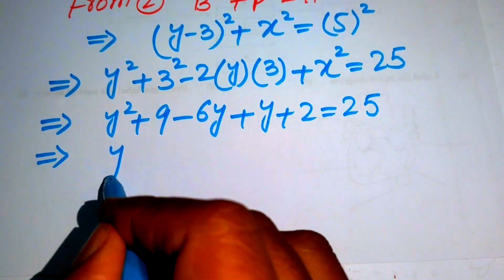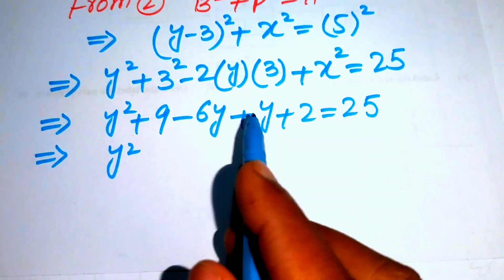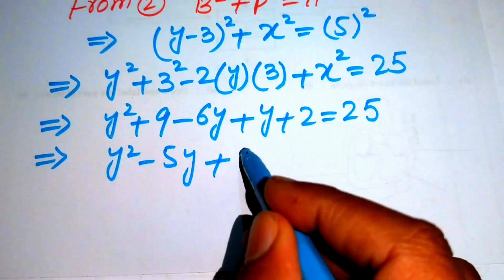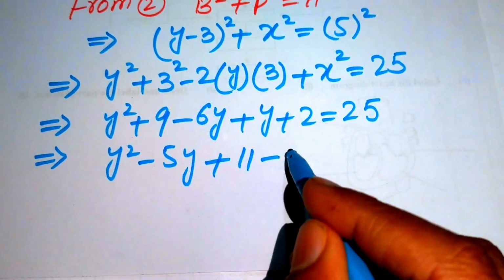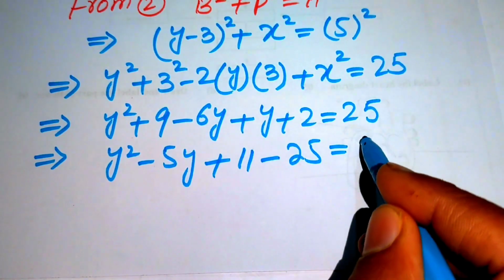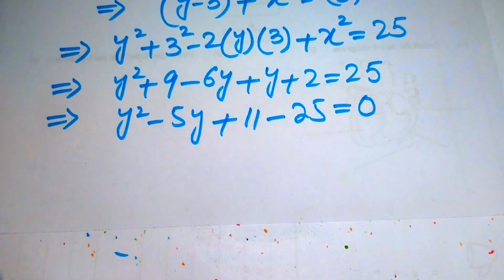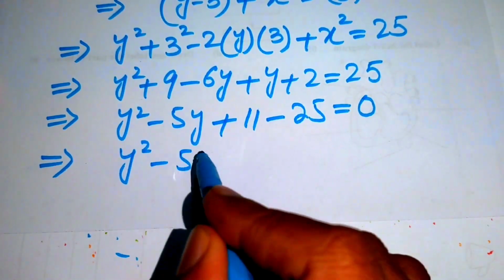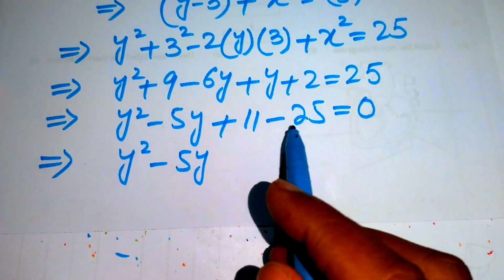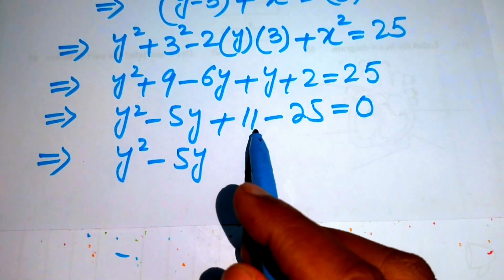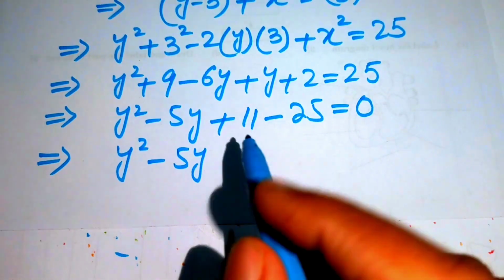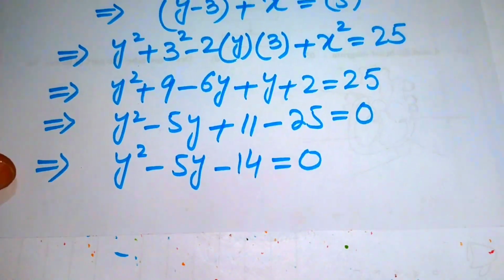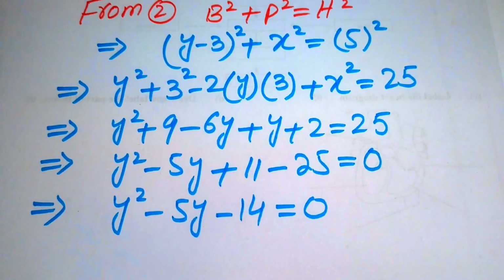So first we have y square, and minus 6y plus y becomes minus 5y, and 9 plus 2 becomes plus 11, and we move this 25 to the left hand side and it becomes minus 25, and this whole equation equals 0. So here we again simplify the terms and we get y square minus 5y, and we have minus 25 plus 11, which equals minus 14, and this whole equals 0. After that we get the nice quadratic equation.